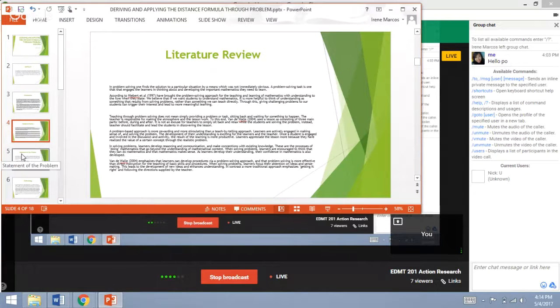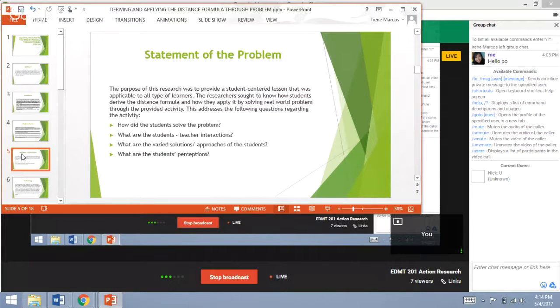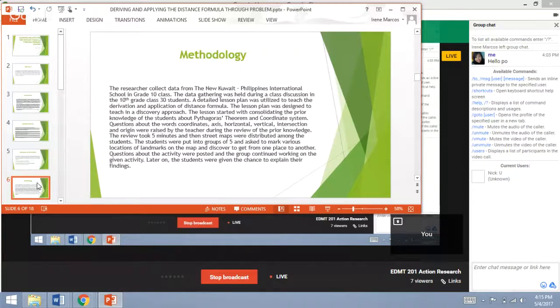So there are four problems, or the main statement of the problem that I am dealing with. First, how did the students solve the problem? Second, what are the student-teacher interactions? Third, what are the varied solutions and approaches of the students? And fourth, what are the students' perceptions? So let us see.